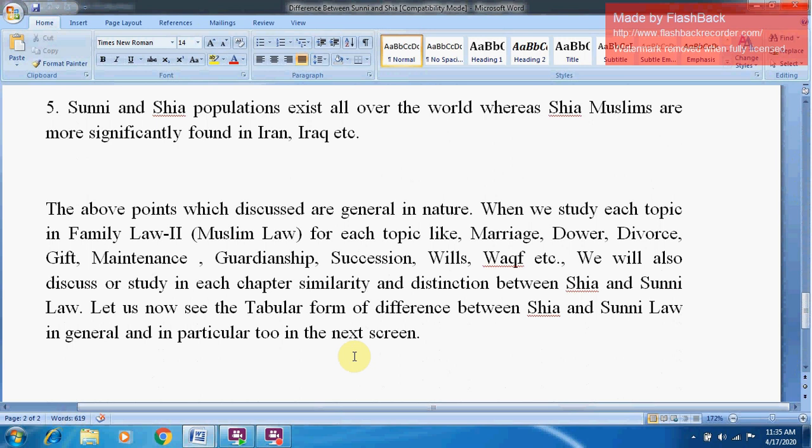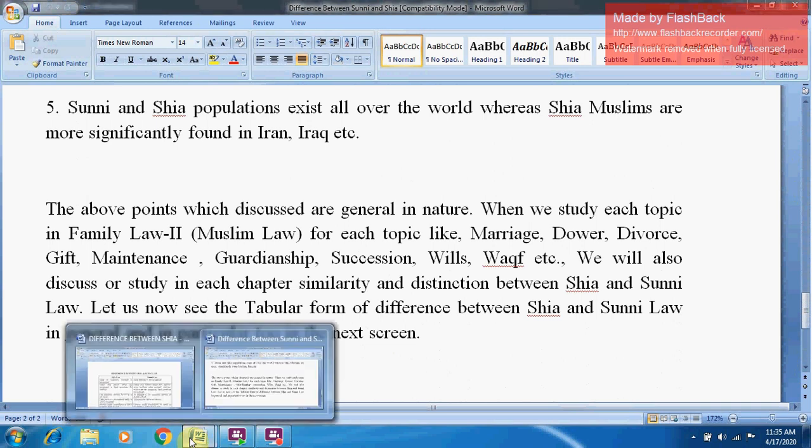Let us now see the tabular form of the difference between Shia and Sunni law in general, and in particular too, in the next screen. Let us see the next screen.